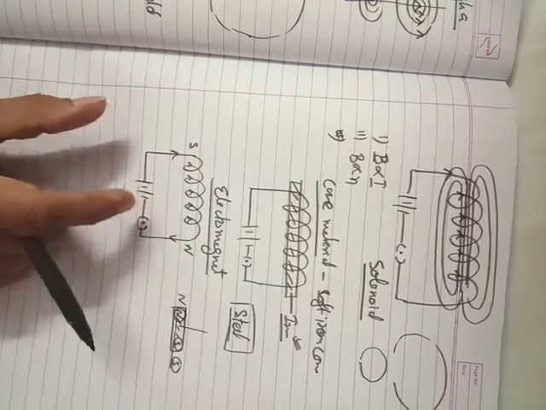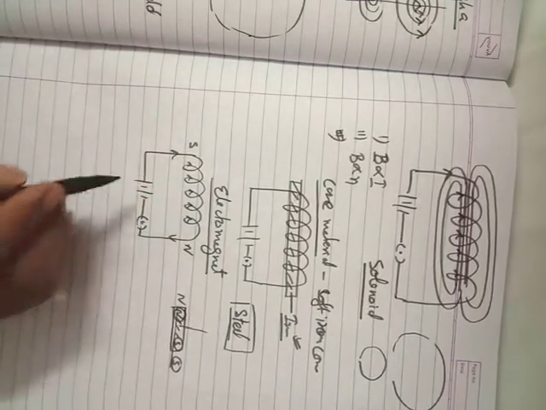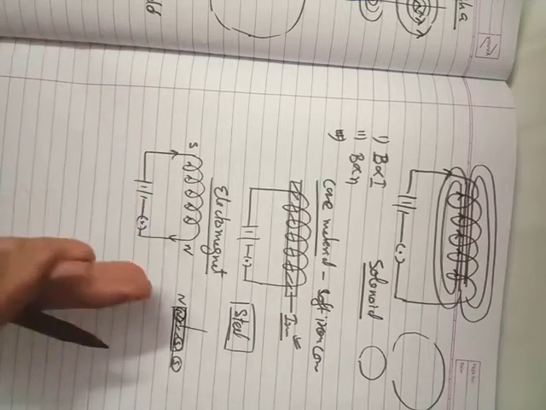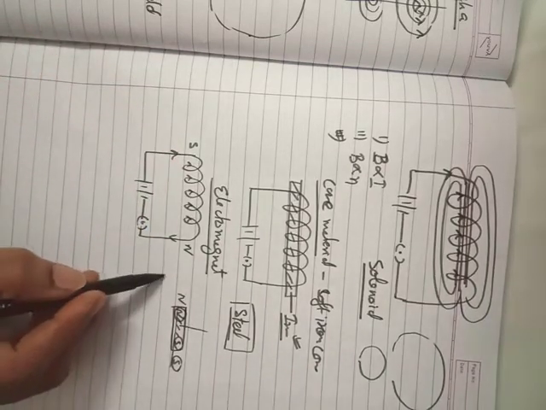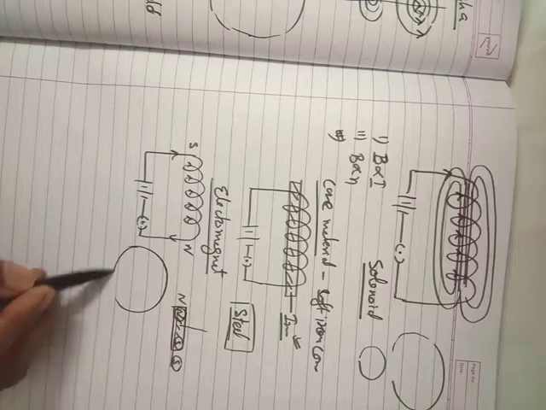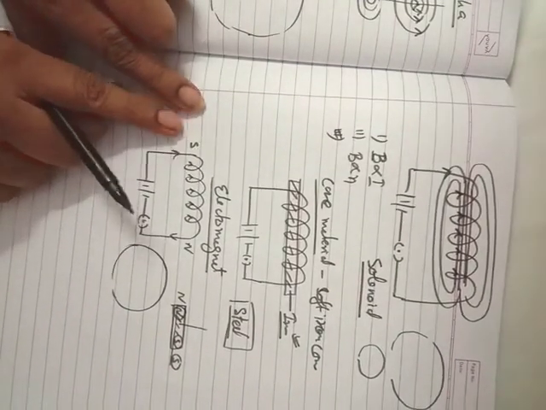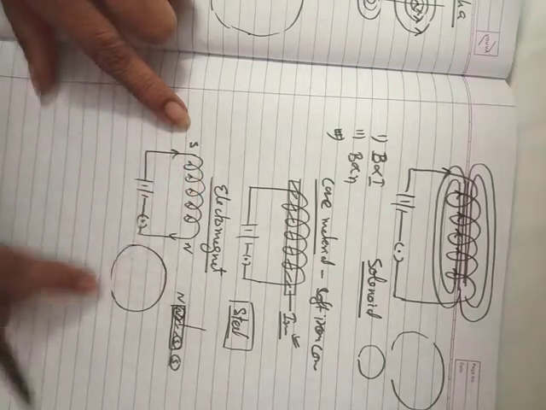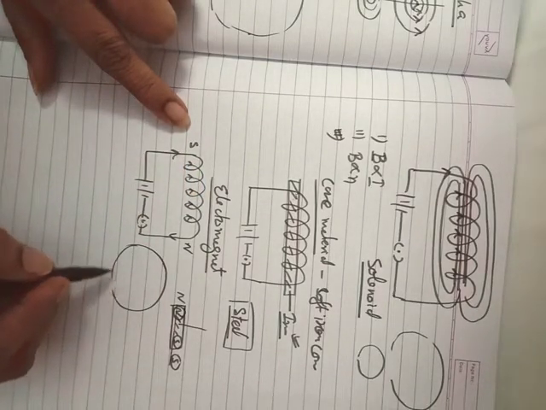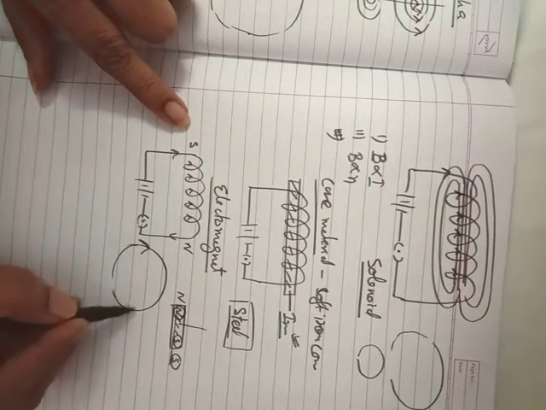Other than this, we have another rule by which we can find the north and south pole of this solenoid. If we look at this coil, suppose this is the coil and I'm making the coil here, and this is the direction of current in this coil.